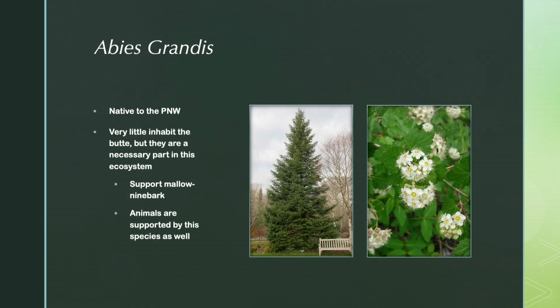Abies grandis resides on Kamiak Butte, and I did a little deep dive into it. So it is a native plant to the Pacific Northwest, and it is native to most coastal and bottomlands and alpine slopes from sea level to about 6,000 feet in elevation. But very little inhabit the butte, and they are a necessary part of the ecosystem, though. They do support a plant called mallow ninebark, and it is normally around Abies grandis.